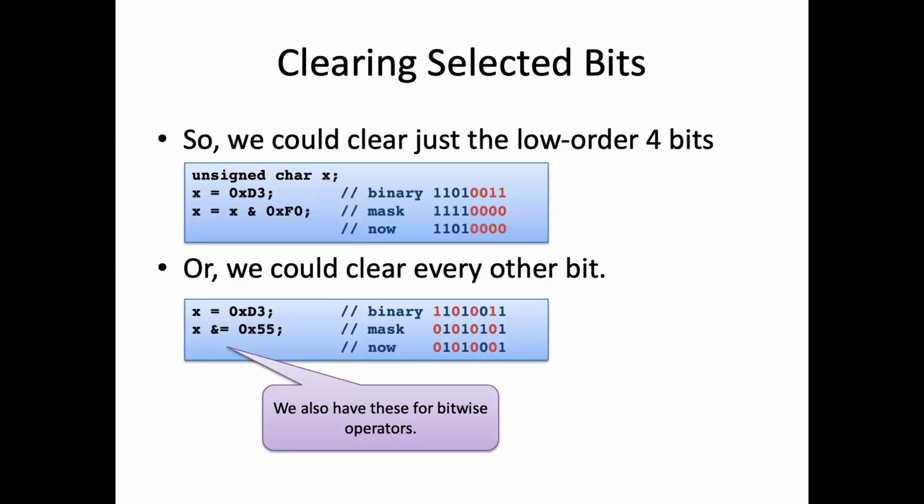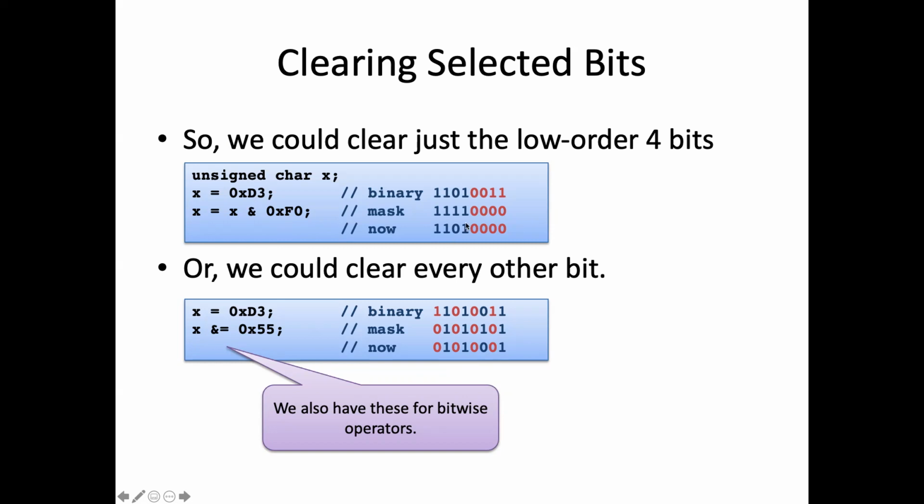That's what I'm showing here. Let's pretend you had a number like D3 in hex. In binary, that would be 1101 0011. But let's say you didn't even know what the value was. Maybe you read it from some input source, but you wanted to clear the low order 4 bits. You just have to prepare a mask that has 1s for the bits you want to keep and 0s for the bits you want to throw away. And in hex, that would be F0.